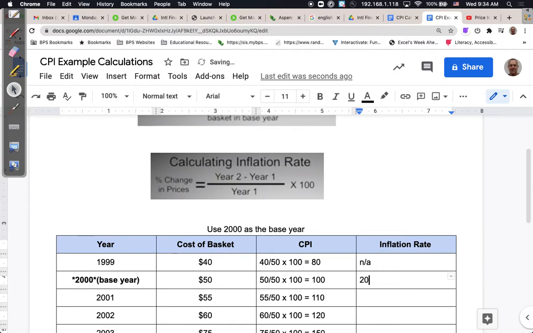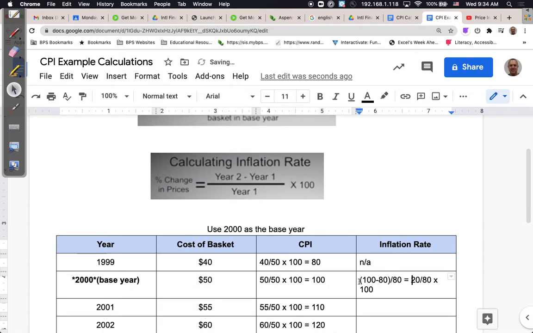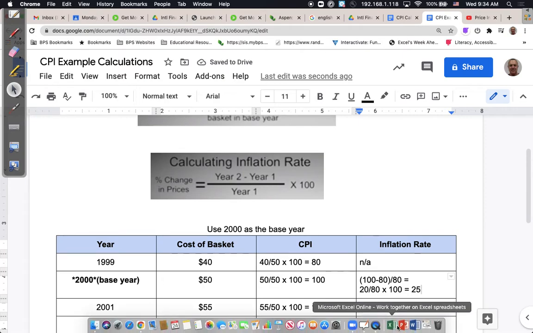So it's 20 divided by the CPI in year one. All right, so 80 times 100. In fact, maybe on this first one, I'll write out the whole formula just so you see it. So it's 100 minus 80 divided by the 80 equals 20 divided by 80 times 100. And 20 divided by 80 is 0.25. And 0.25 times 100 is 25.